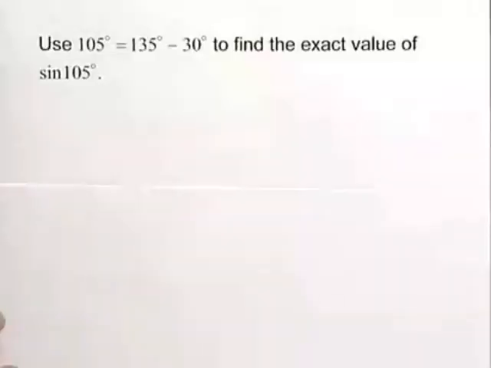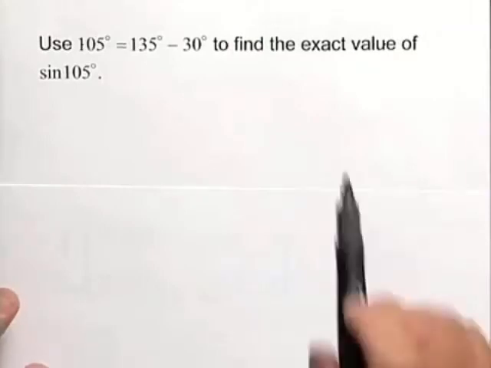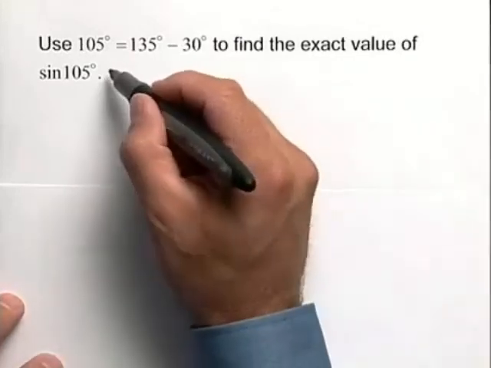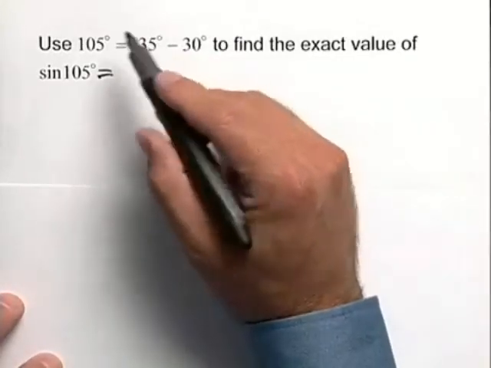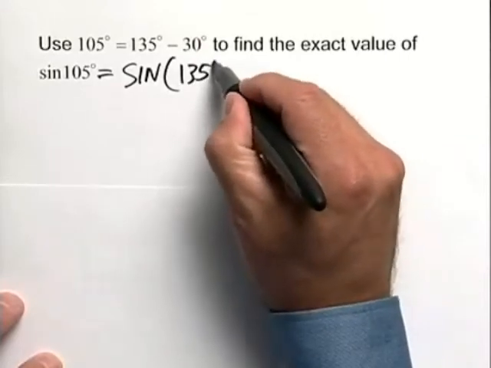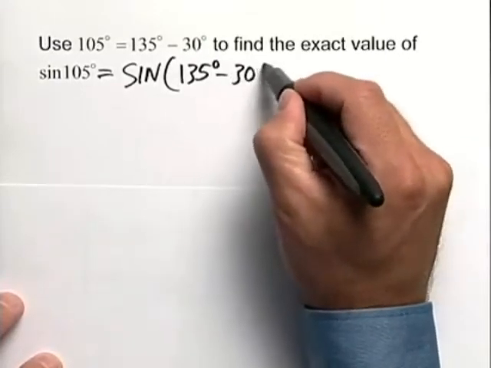Let's find the exact sine value of an angle that's not one of our standard angles. We're going to use 105 degrees equal to 135 degrees minus 30 to find the exact value of the sine of 105 degrees. And the way we'll do this is write sine of 105 as the sine of the quantity 135 degrees minus 30 degrees.